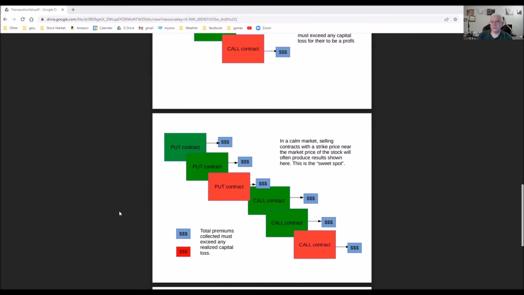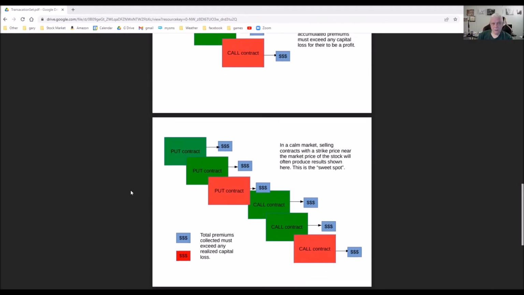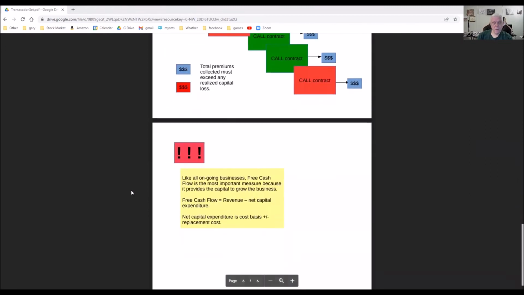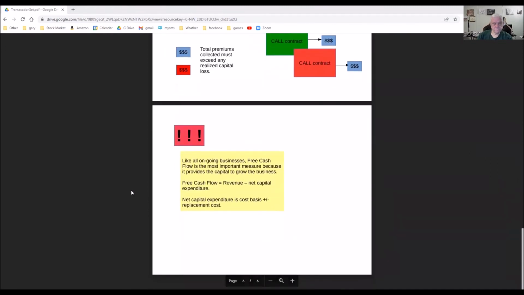I typically make some free cash flow even if I do a put that's exercised, and I do a call that's immediate and it's exercised. Even then, I have free cash flow. So I'm going to leave this screen up for a little bit because it's so important. Free cash flow.